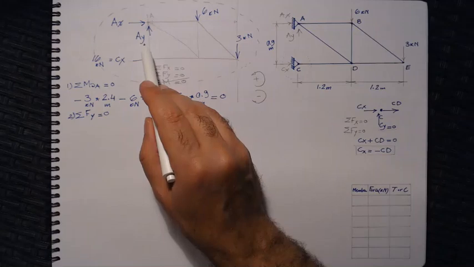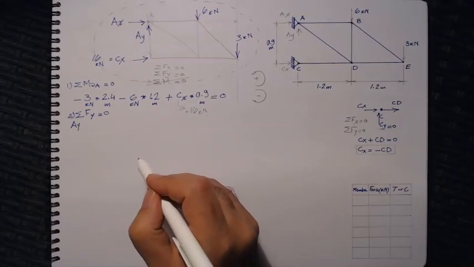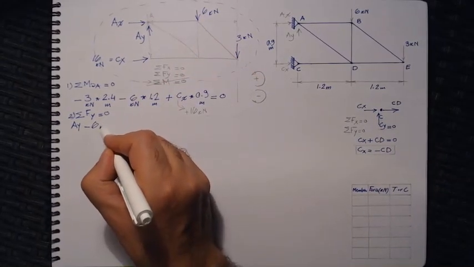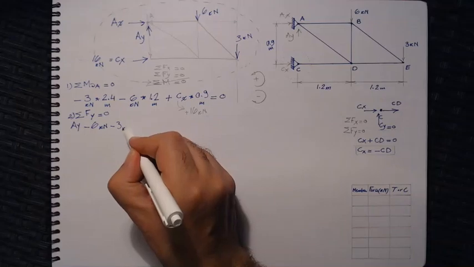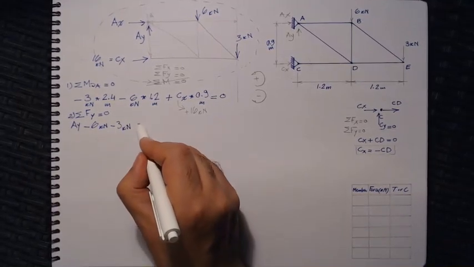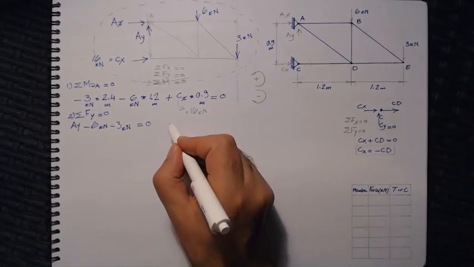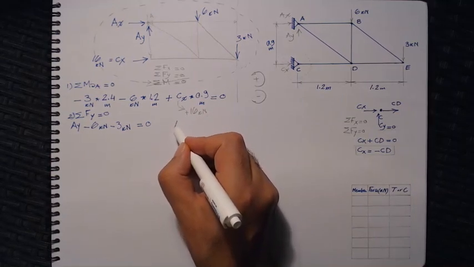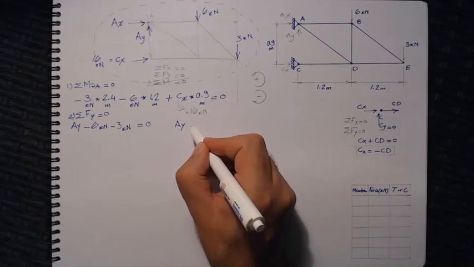The only force going up is AY. The forces going down are negative 6 kilonewton and negative 3 kilonewton. When you do the math, it has to equal 0. So we'll do just quickly the math, and this will result in AY. You will find that it will equal positive 9.